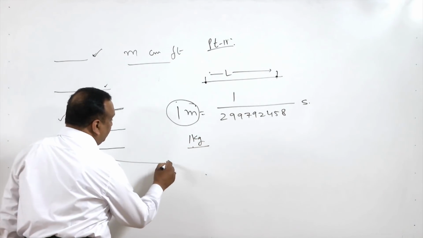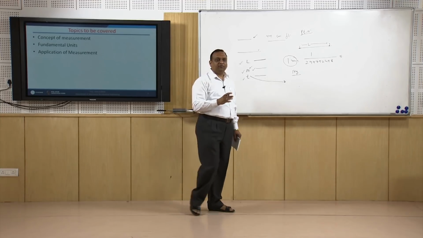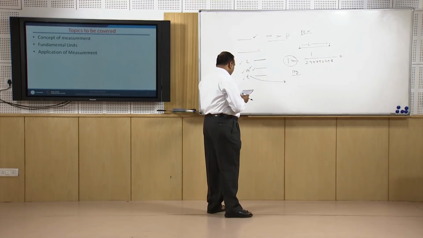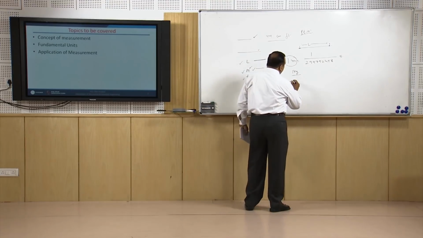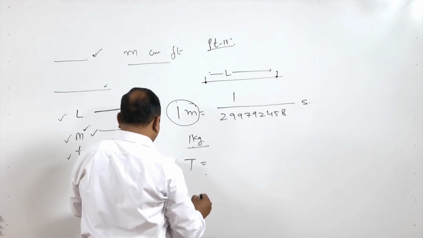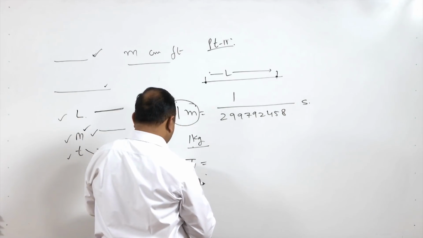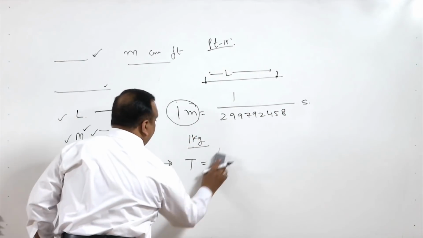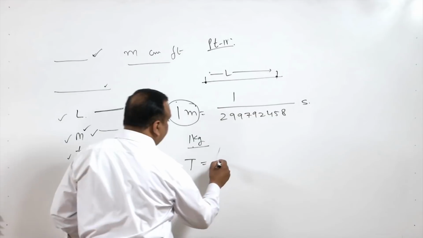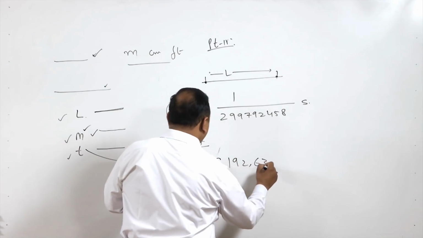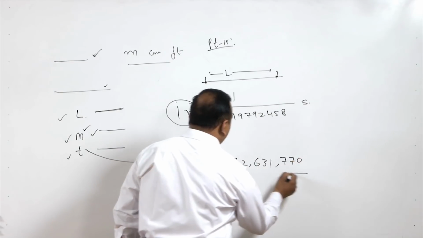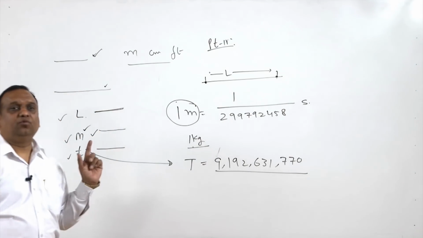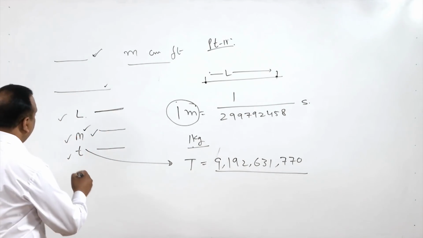And standard for time. Earlier the standard of time was derived from the relative movement of the sun and the earth. Nowadays the standard of time is based on the time period of the cesium-133 atom: for 9,192,631,770 vibrations, the time consumed is 1 second. So this is the standard of time nowadays.